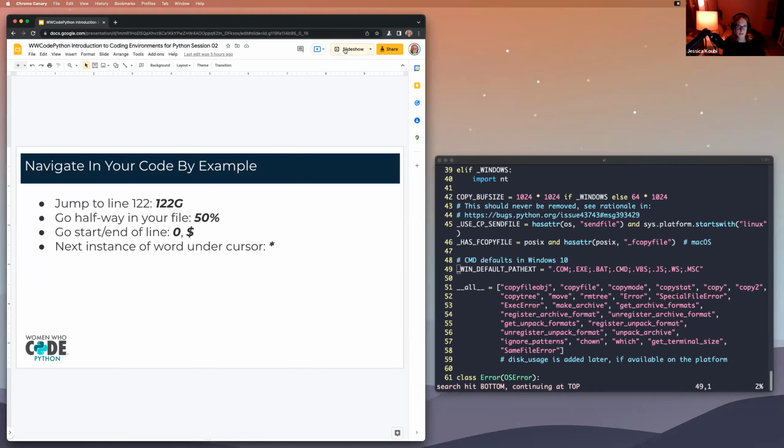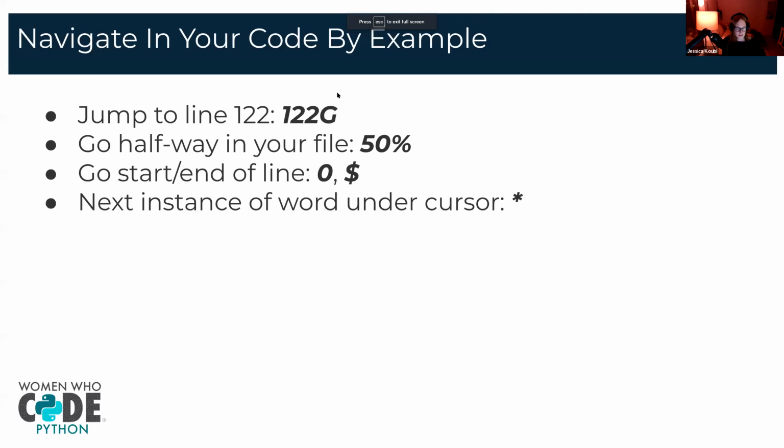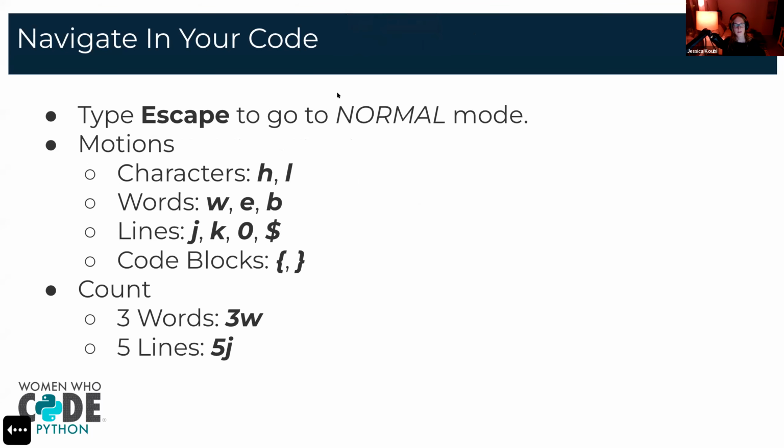Basically, you just combine the motion that you can see here and how many of it you want to do. So like 5J, I mean, go 5 lines down. If you do 5K, go 5 lines up, and so on. And once you know about that, you can quickly go through your code very, very quickly and edit the part that you want.